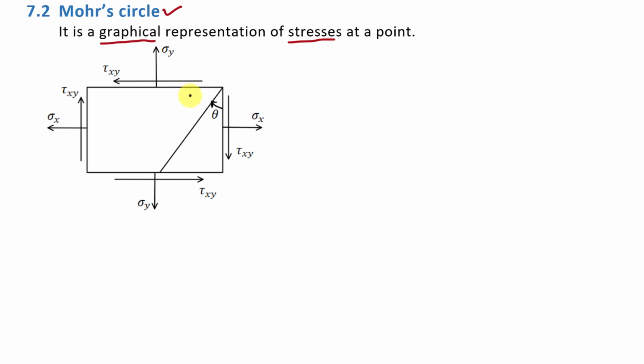Let's say a body has this type of stresses: in the x direction there is normal stress sigma x, and in the y direction there is normal stress sigma y. And we apply shear stress tau xy on all the surfaces of this body. So we can represent this condition by Mohr's circle, and it is easy to find the values of sigma 1, sigma 2 and tau max by using this Mohr's circle. Fine? So now we are going to understand how to draw this Mohr's circle.